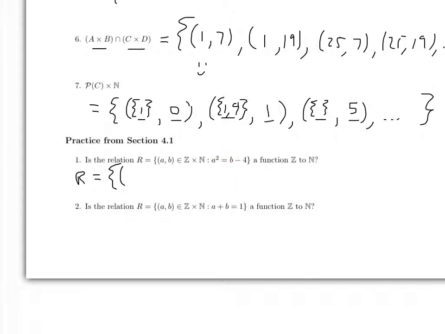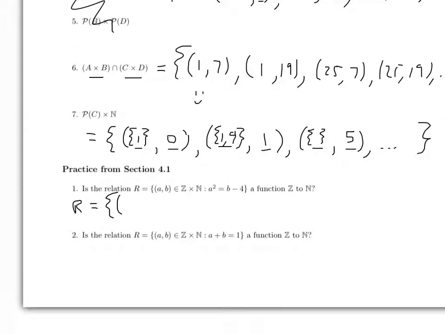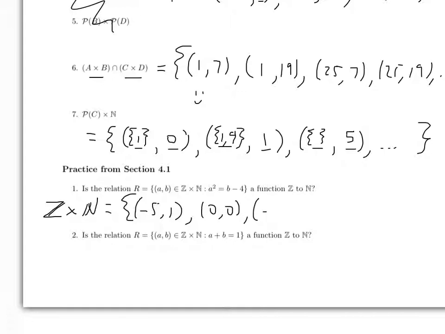So if I wanted just to test something, I could just erase this. Well, can I erase it? I cannot. Let me just get rid of it. Let me give myself a few elements of Z cross N, just to start with. So -5 is a perfectly good element of Z, 1 is a perfectly good element of N, so that's a possibility. 0, 0 is a possibility. -5, comma 0 is a possibility.